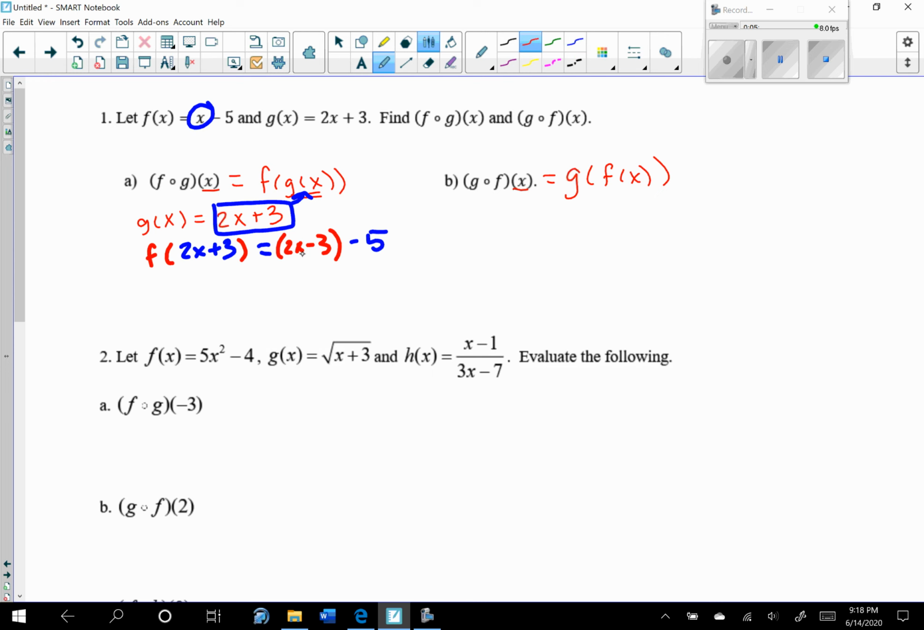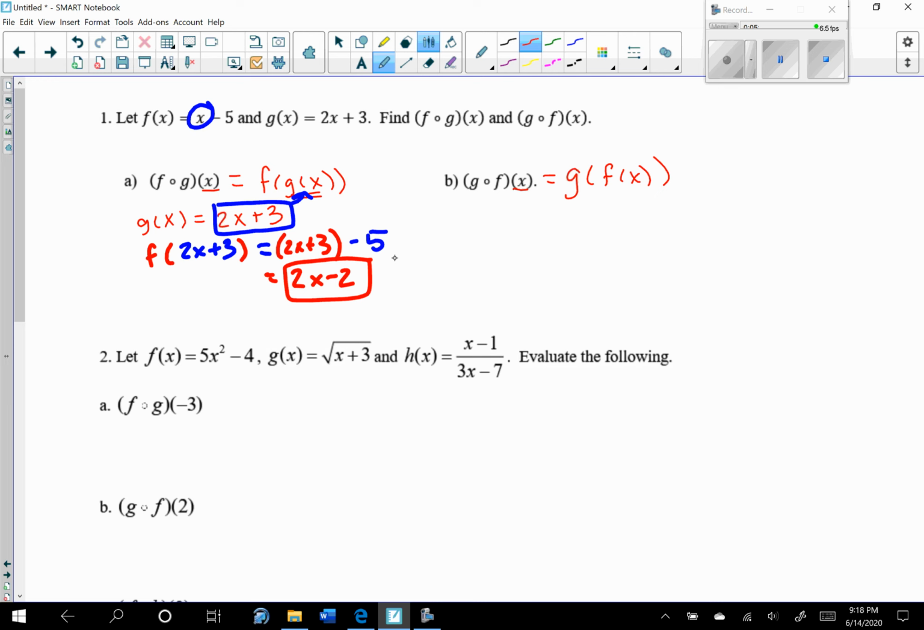And then all you have to do is simplify, so by combining like terms. So we have 2x minus 3 minus 5, negative 3, or sorry, it's plus 3. So plus 3 minus 5 gives us negative 2. So this would be equal to 2x minus 2.